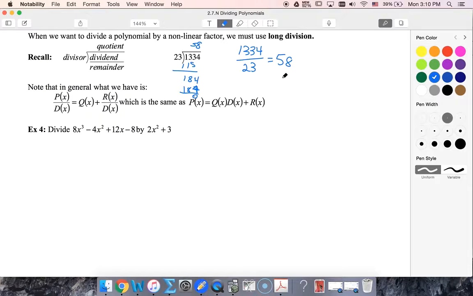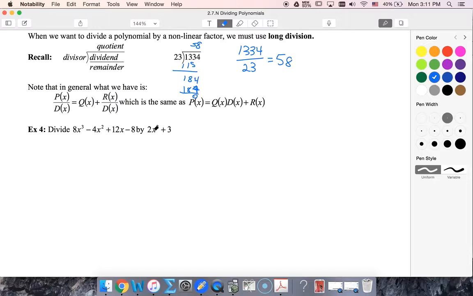Let's see what it looks like with polynomials. So with polynomials, I have my polynomial that I'm dividing, my dividend. I divide it by the divisor, so I'm going to use that as d, and then I'd get my quotient plus the remainder, which we put over the divisor. Notice if we multiply through by the divisor, our polynomial is the same as the quotient times the divisor plus the remainder. So let's see what that looks like when we divide out.